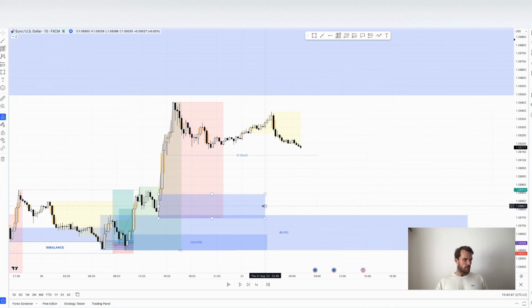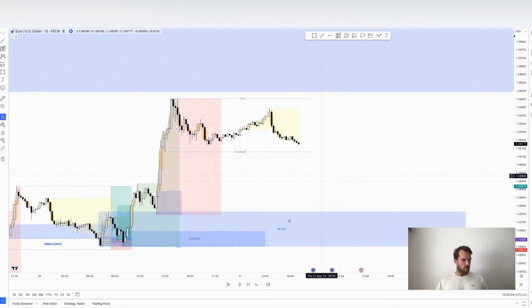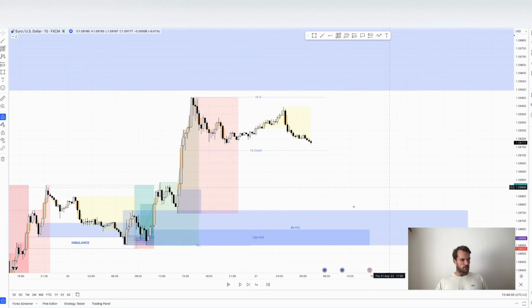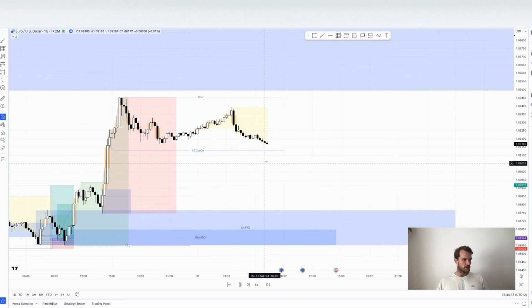I've marked this out, but not really that interested in it. Let me just mark out the 15-minute high now. Still have this extreme inside this 4-hour, but we have a huge amount of 4-hour imbalance below. Actually, I think I would still like to take it though. Okay, let's see what London session brings.